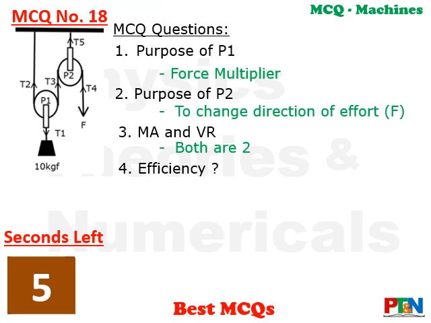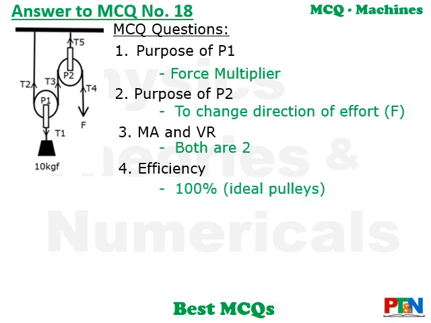Next question. What is the efficiency of the system? 5 seconds time. Timer starts now. Hope you got your answer. The answer is 100% because they are ideal pulleys, and also you see mechanical advantage and velocity ratio, both of them are 2. They are same. So efficiency is 100%.